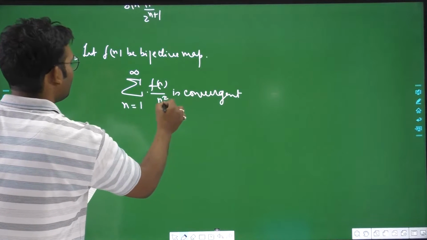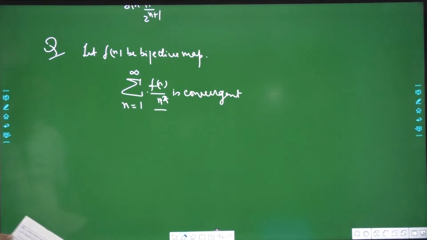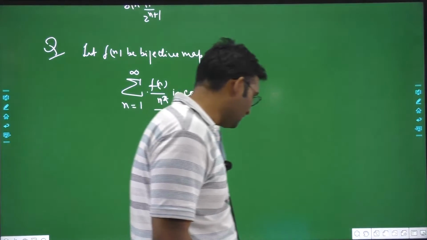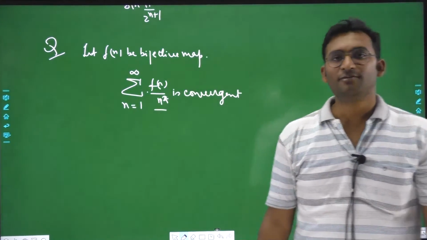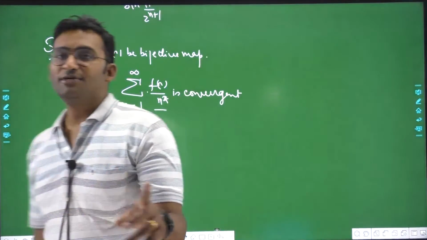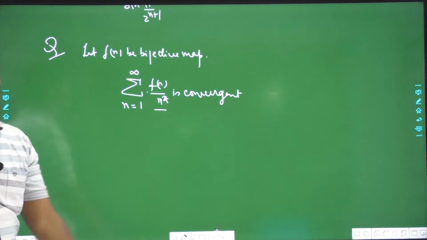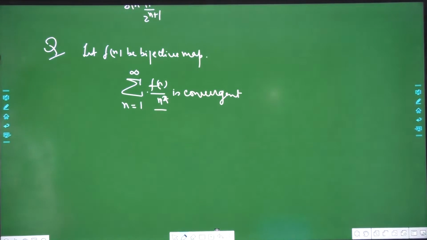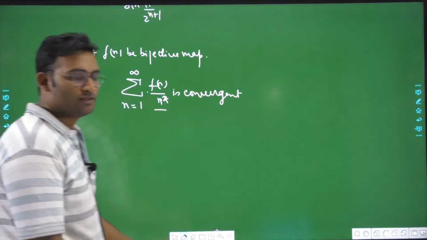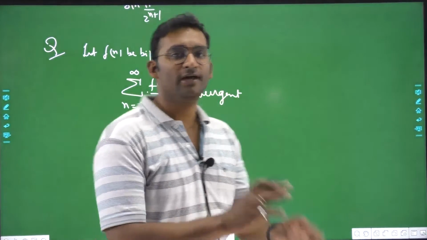So what does that imply? How many such bijective maps can be possible? So the question being asked is: how many bijective maps are possible such that the summation of Fn upon n square is convergent. So this is certainly a difficult question. How to solve this particular question? I'll go very slow, and let us start.